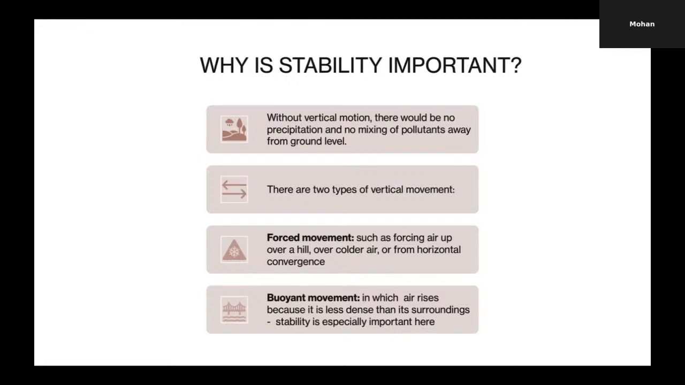It has two movements. Again, what I'm saying is the parcel either goes up or comes down. When the parcel is going up, it gives deep convection. When the parcel is coming down, it is suppression. It is a kind of a drive.